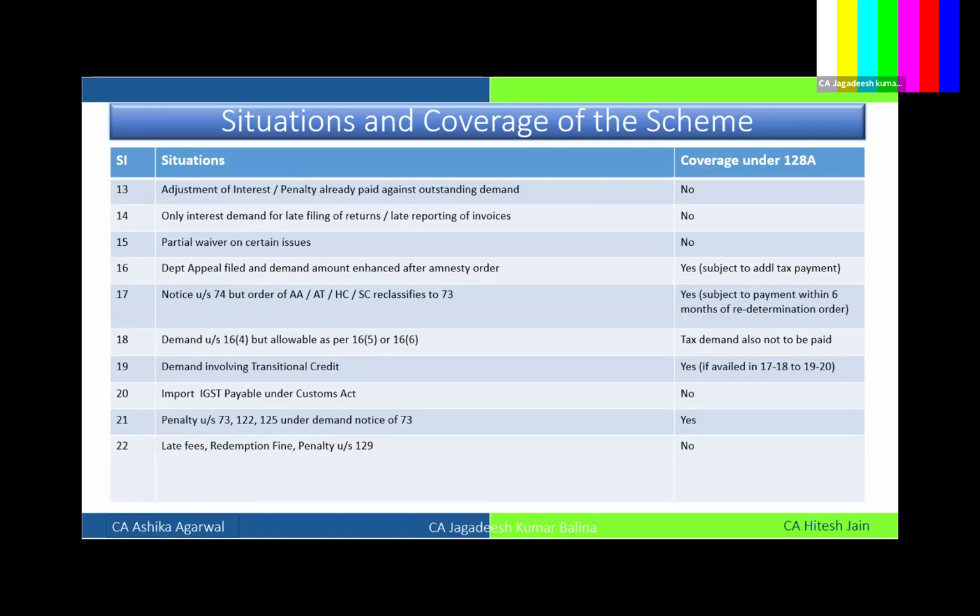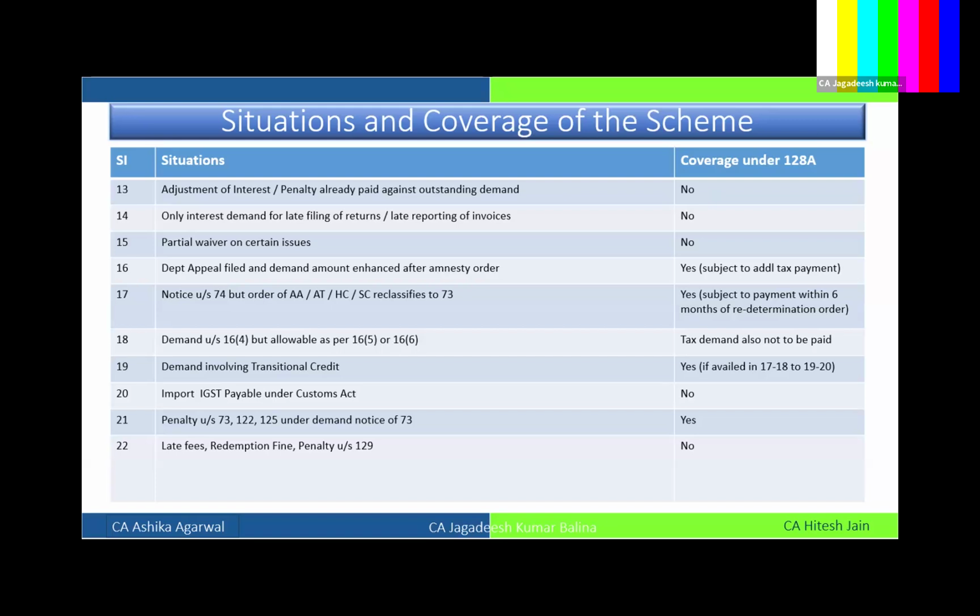So, adjustment of interest or penalty already paid against outstanding demand. If I already paid any interest or penalty through DRC 03, which is not acknowledged by the officer, my jurisdictional officer, can I adjust that against my outstanding demand now? The answer is no. No, you cannot adjust like that.